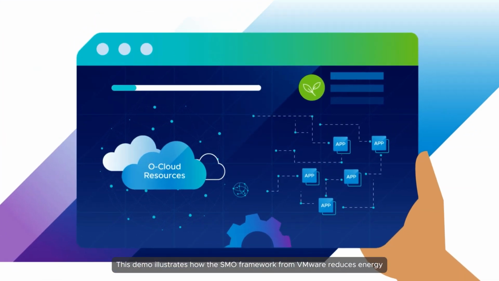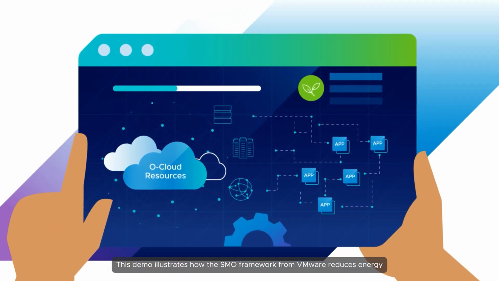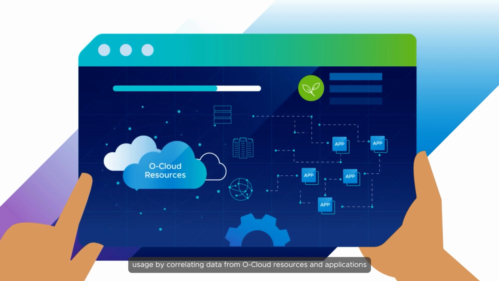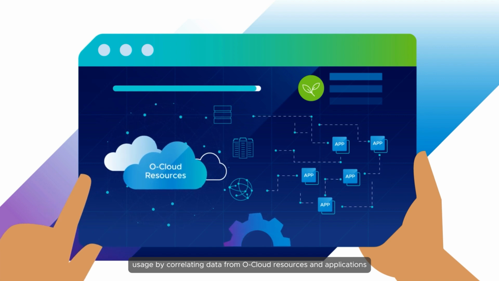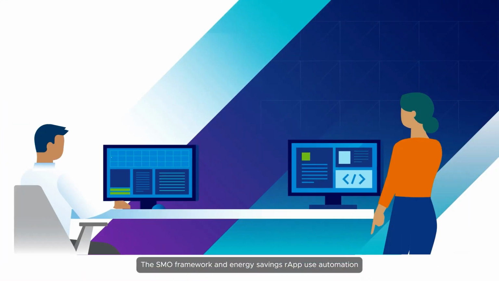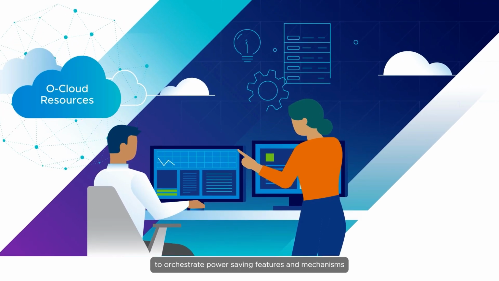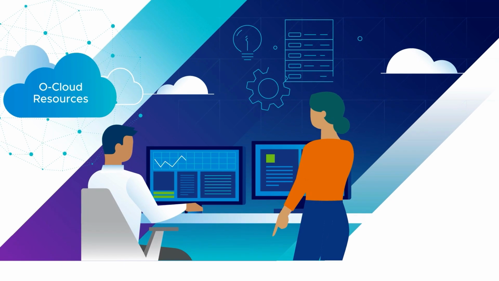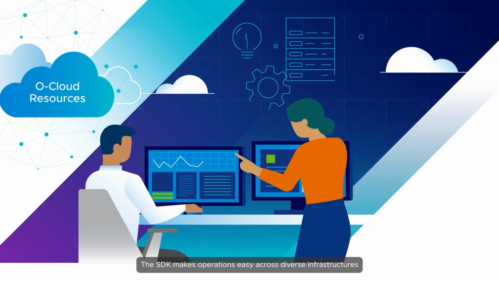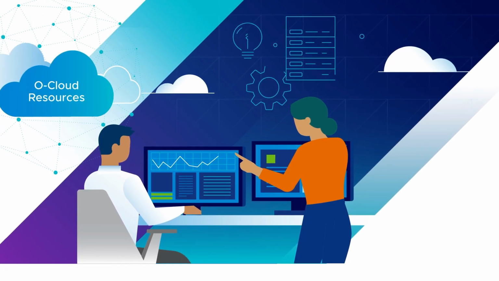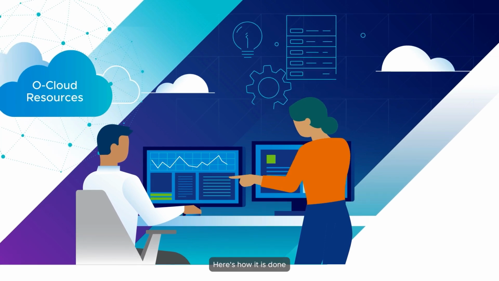This demo illustrates how the SMO framework from VMware reduces energy usage by correlating data from OCloud resources and applications. The SMO framework and Energy Savings rApp use automation to orchestrate power-saving features and mechanisms. The SDK makes operations easy across diverse infrastructures. Here's how it is done.